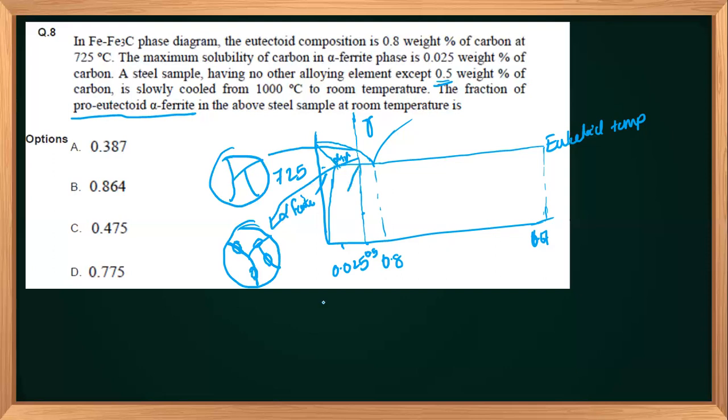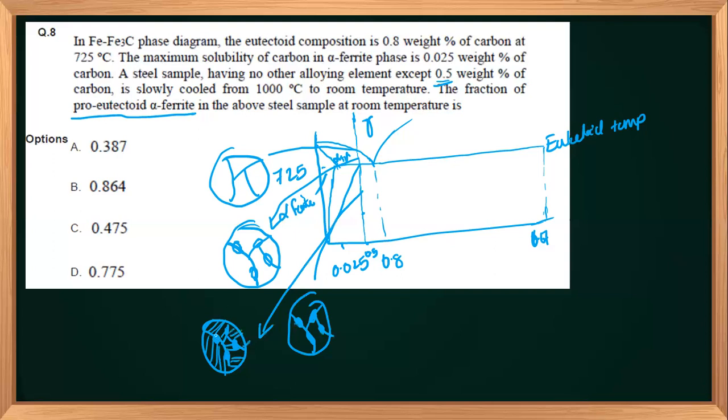Now here we will see it is again still solid. You will see a much bigger size of gamma here. This will remain as it is, and the rest of the gamma changes to alternate lamellae of ferrite and cementite, which we call pearlite. So the rest of the structure tends to become pearlite.